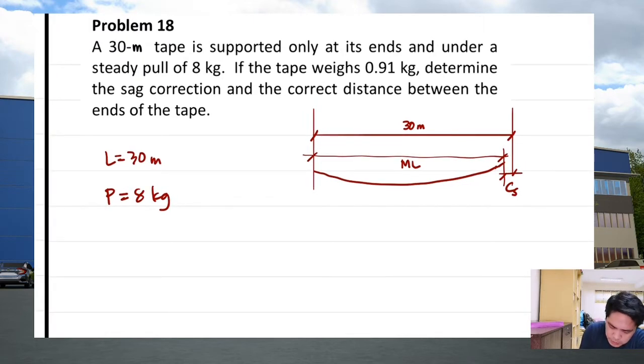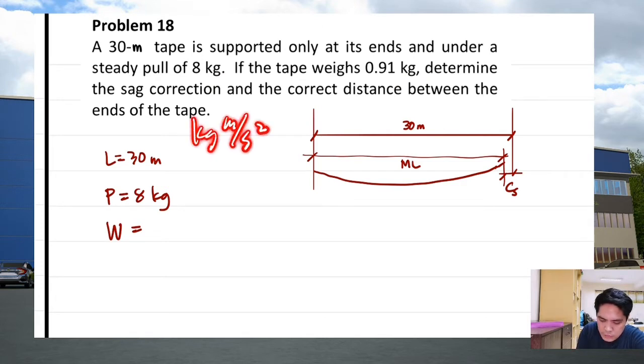Meron din tayong weight of the tape. So, that's capital W because it's not per linear unit. So, the whole weight, actually in kilogram dapat weight dapat, di ba, Newton? Pero if consistent naman tayo sa pull as kilogram and weight as kilogram, so basically, kung gagamit tayo ng Newton, that's kilogram meter per second squared for pull and also kilogram meter per second squared for weight, ma-cancel out din naman. So, okay lang if we use kilogram for both units. So, sabi dito, the tape weighs 0.91 kilograms. So, determine the sag correction.